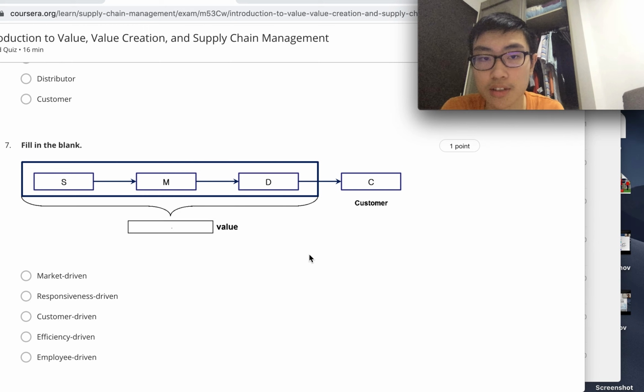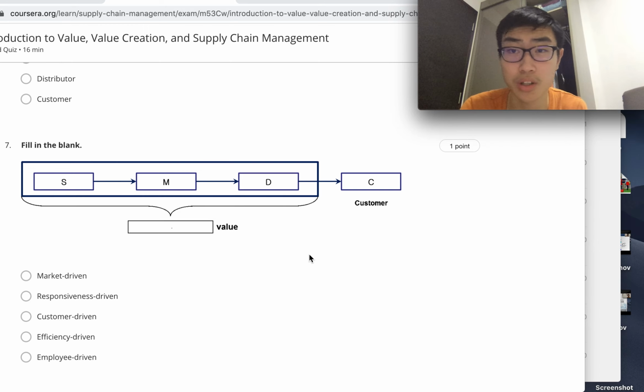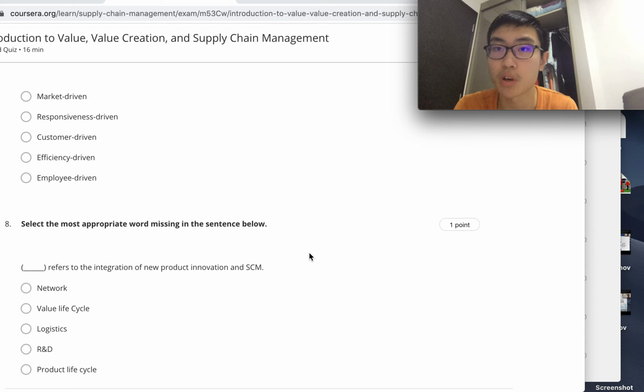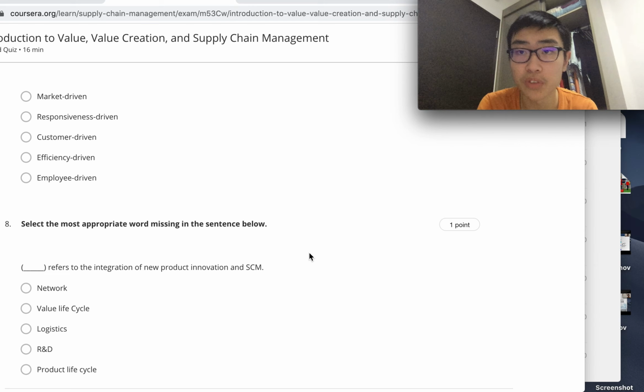Seventh question. This is a filling diagram kind of question. They should be common in my course. And lastly, eighth question. So that's the 8 questions you have to do. It should be straightforward. So this video will end here.